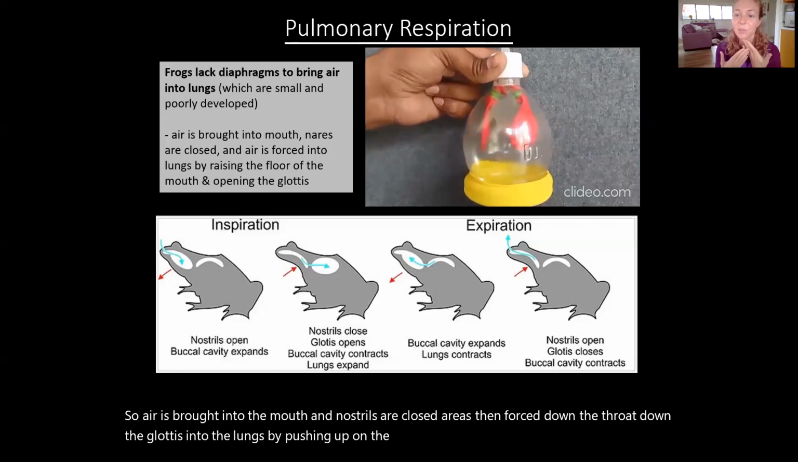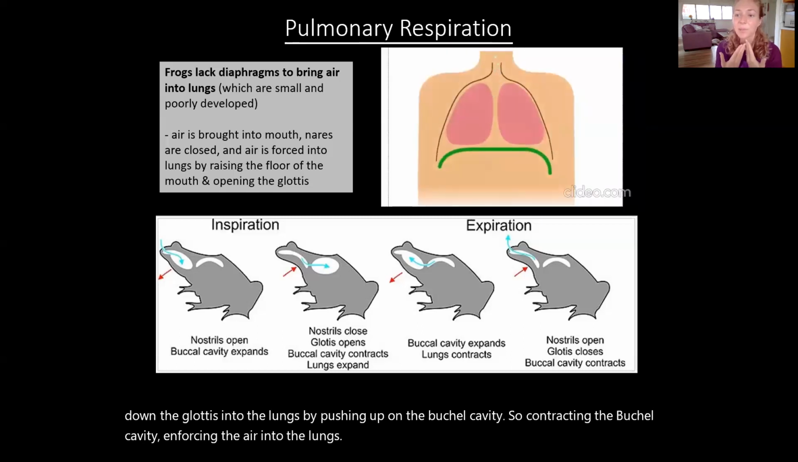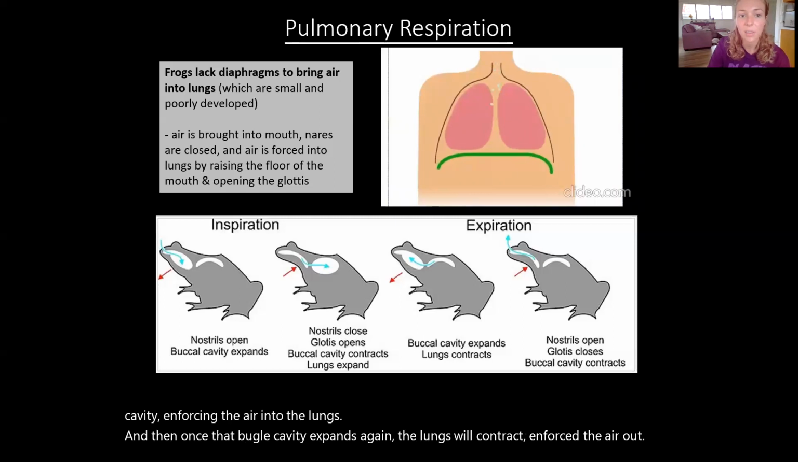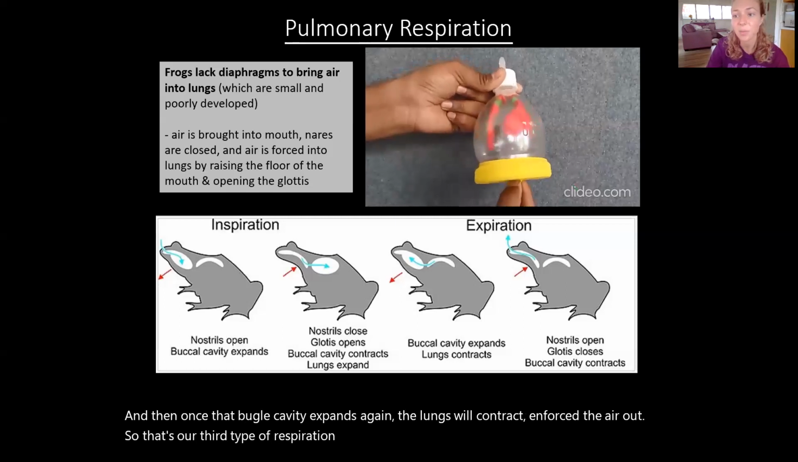So contracting the buccal cavity and forcing the air into the lungs. And then once that buccal cavity expands again, the lungs will contract and force the air out. So that's our third type of respiration in frogs, and that's known as pulmonary respiration.